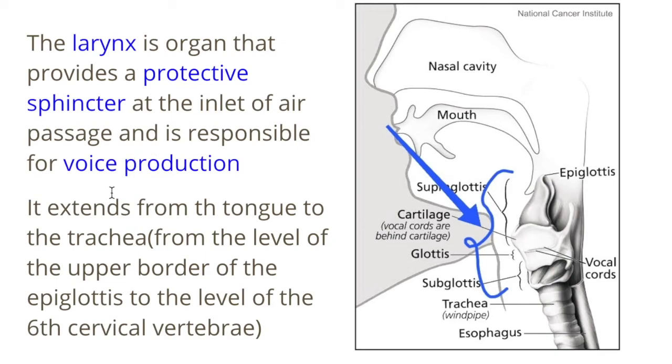Okay, now it extends from the tongue. Here is the tongue, right? So it extends from the tongue from the level of the upper border of the epiglottis. Epiglottis is one of the cartilages which forms the larynx, to the level of the sixth cervical vertebrae posteriorly. Okay, so it extends from the level of the tongue at the upper border of the epiglottis up to the level of the sixth cervical vertebrae.